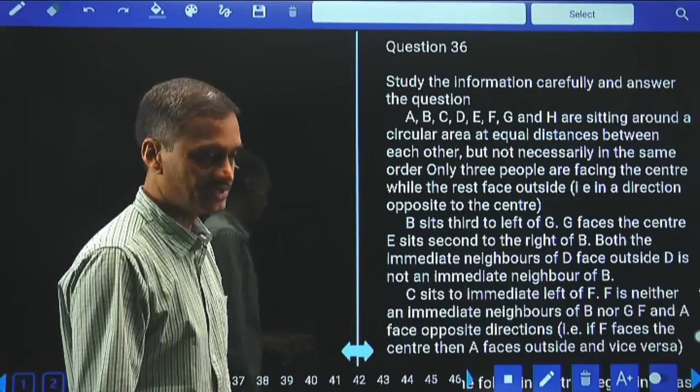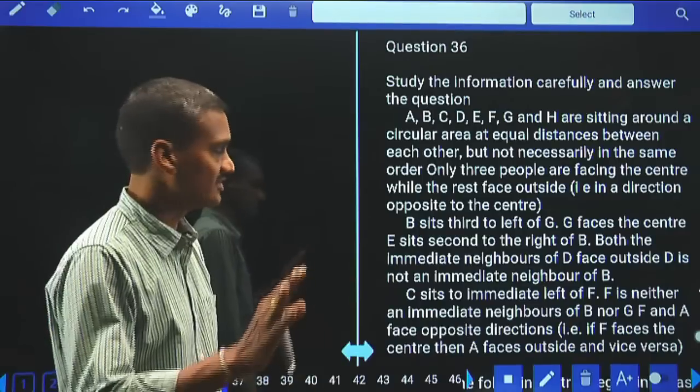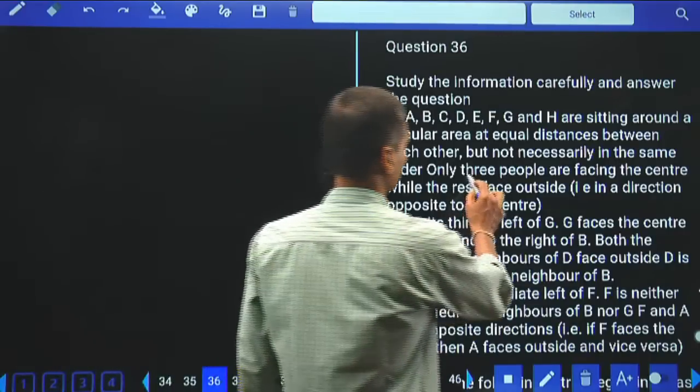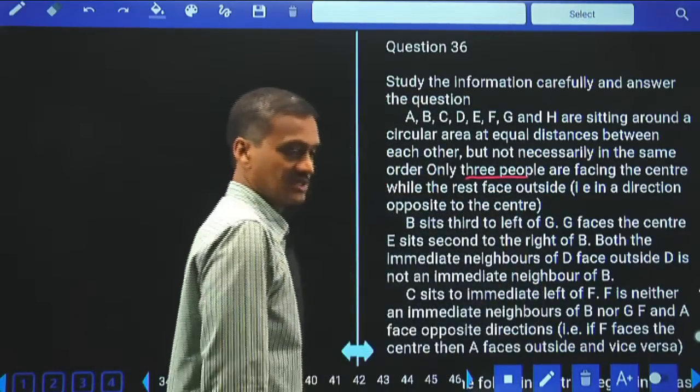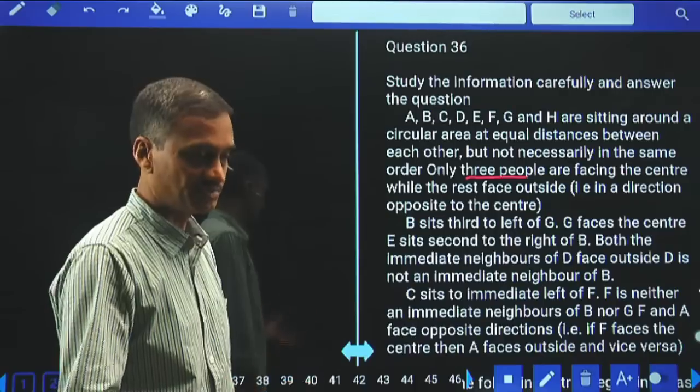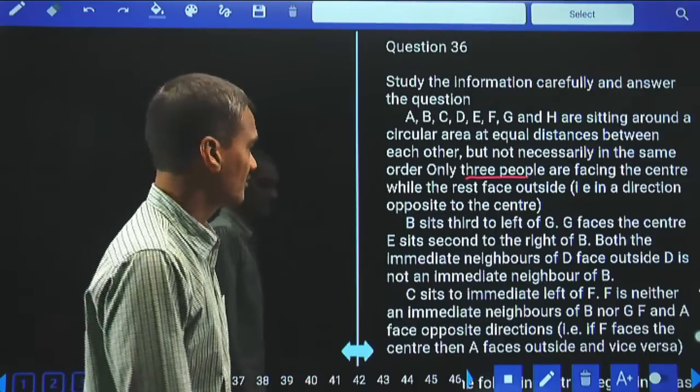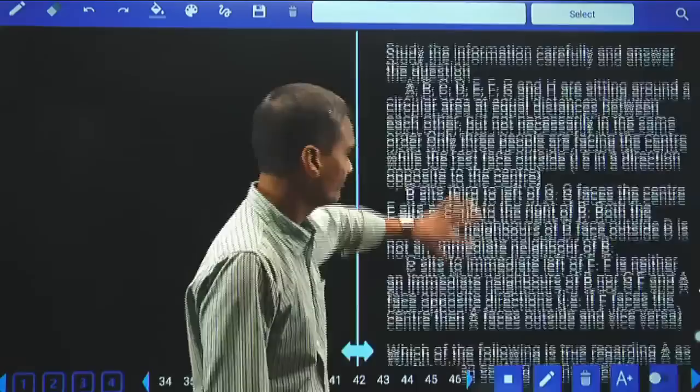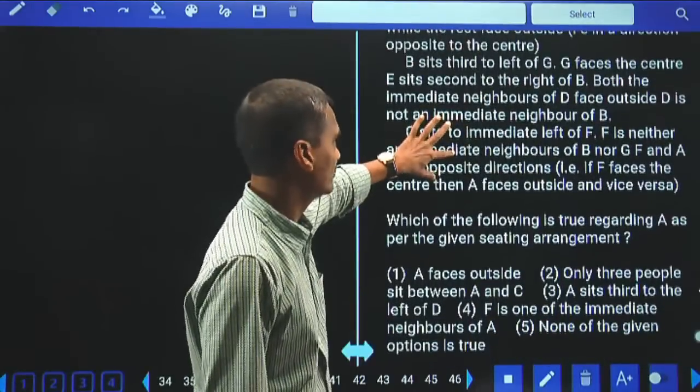Tell me what is the condition given here. Only 3 people are facing the center. This is the crucial information. Only 3 people face the center and the remaining 5 persons are away from the center. Now let us start with this: 3 inward and 5 outward.